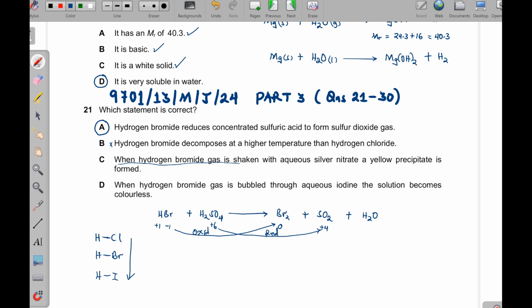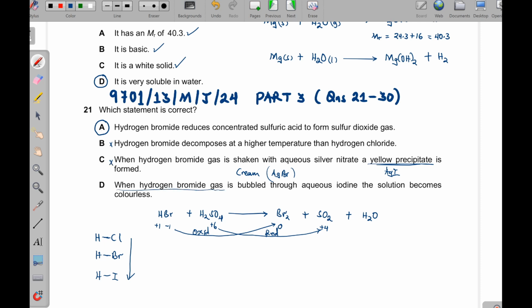When hydrogen bromide gas is shaken with aqueous silver nitrate, a yellow precipitate is formed. No, it is supposed to be a cream precipitate of silver bromide. The yellow one they are talking about is for silver iodide. You see that? So even this one is off.